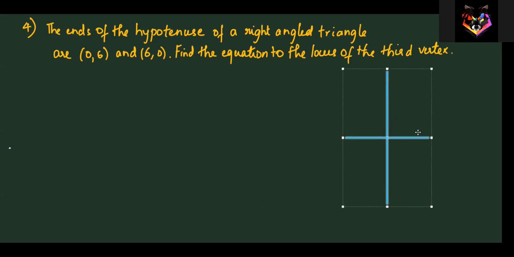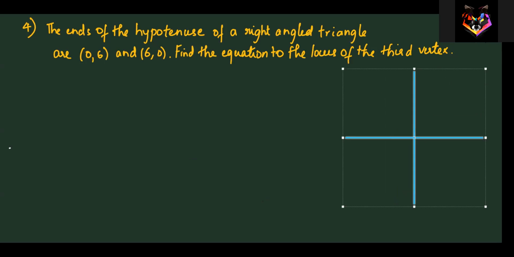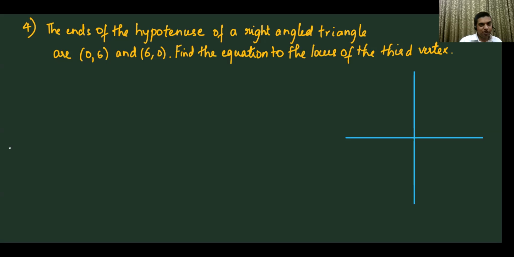So this will be a constant, right? There can be only one point where the third vertex can lie. No, it can be many points. You will see. That's why it is asking locus. But then it won't be a right angle triangle anymore. Why, there can be many right angle triangles.